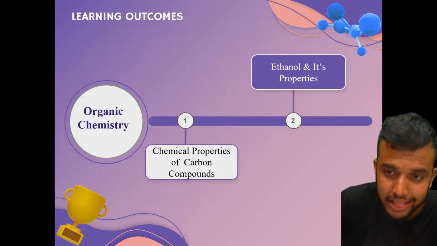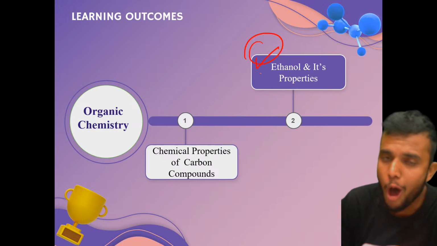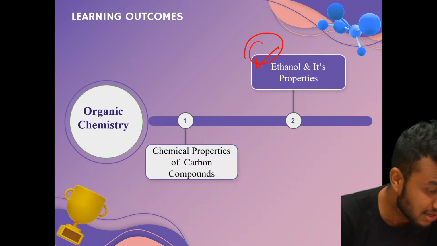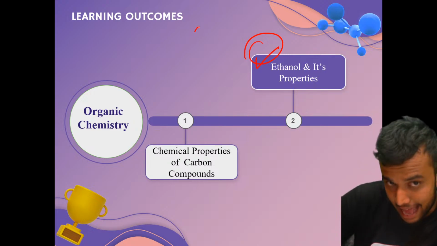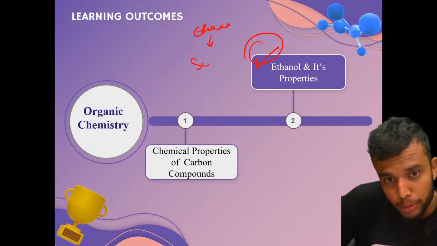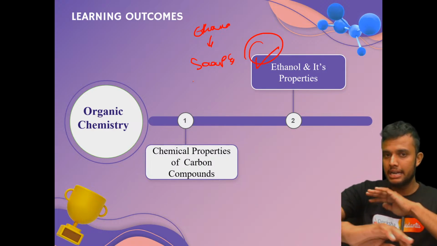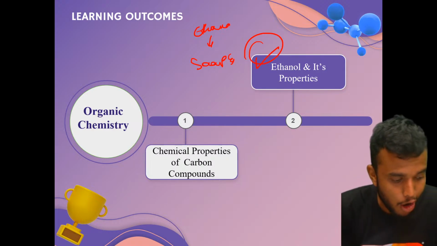Then next mode, ethanol and its relevant properties. We are almost at the end of the class, students. After ethanol, we discuss ethanoic acid, my dear students. And after that, the last one, soap and detergent matter. If we complete this, then every unit is done.